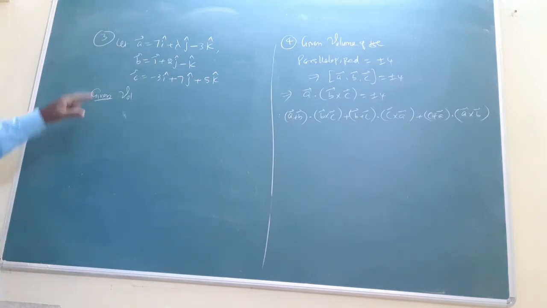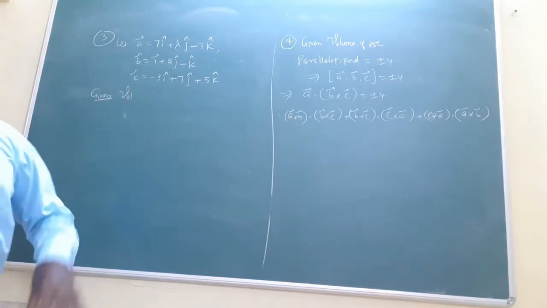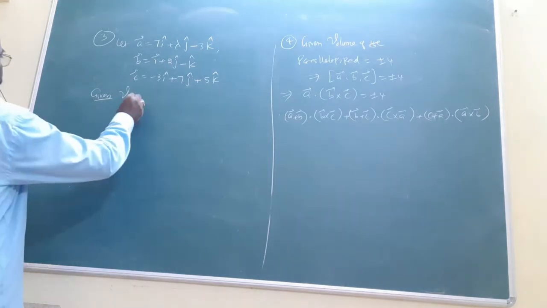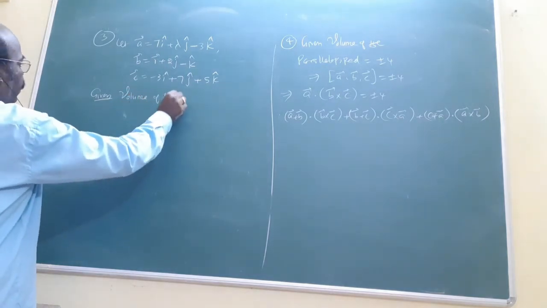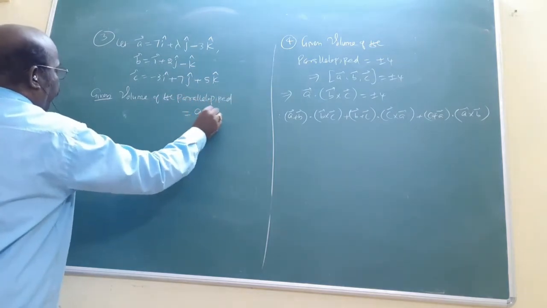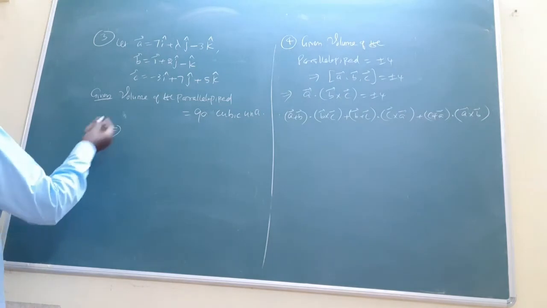Now listen here. Third question. Three vectors are given: A vector, B vector, C vector, as usual. It is given that the volume of the parallelepiped is 90, then find the value of lambda. That is the question. Lambda is what is being asked. The volume of the parallelepiped equal to 90 cubic meters is given.